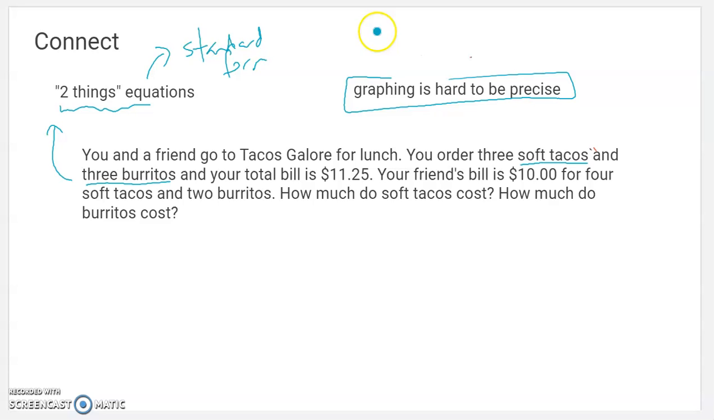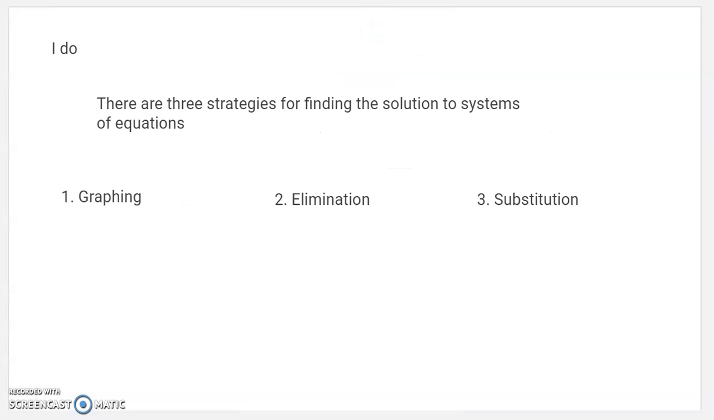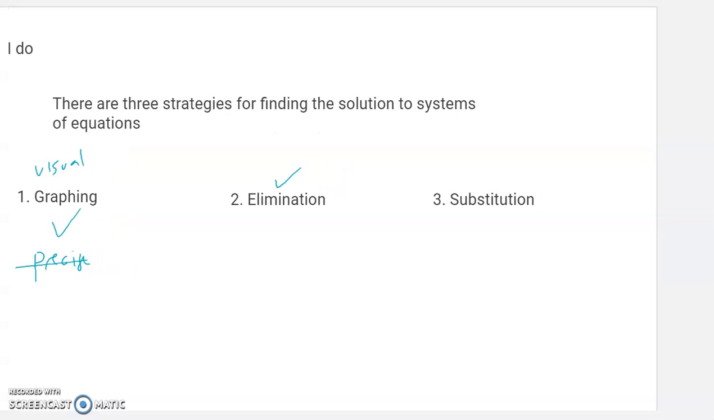So, good news, there are three strategies for finding solutions to systems of equations, and graphing is only one of them. It's a good one. It's very visual. It's very clear. It's very easy to understand, but it's not that precise. And so the other two strategies are sometimes better for being more precise. So today we're going to focus on this one called elimination. And it has that name for a reason, and I'll show you in a bit.